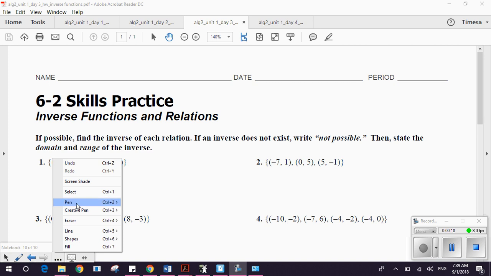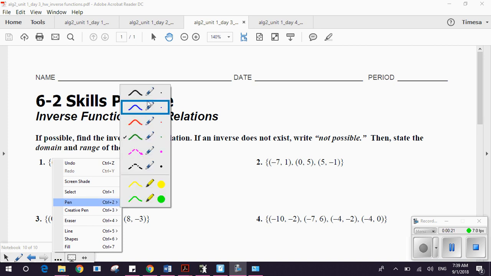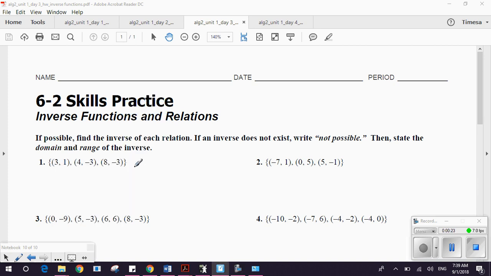From 1 through 4, they want us to find the inverse of each relation if possible, and then state the domain and range. Remember, it has to be a function first, so no x's repeating. When I look at 1, no x's repeat, so that's good. It's a function. Then it has to be 1 to 1, meaning no y's repeat. When I look at it, -3 is a repeating y, so an inverse is not possible for number 1.